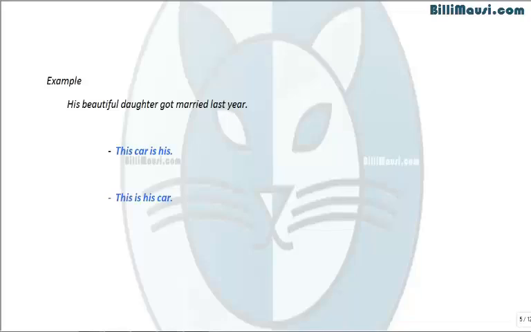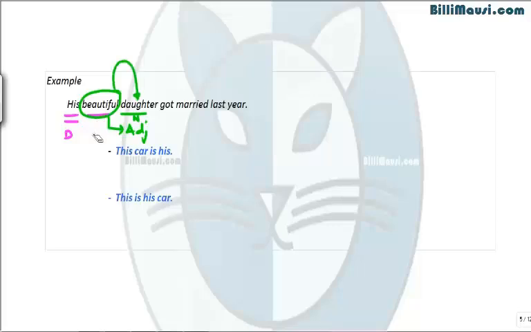His beautiful daughter got married last year. In this case, you can see "his" is the determiner of possession, and whatever follows the determiner should be a noun. So "beautiful" should be a noun, but this is wrong because beautiful is not a noun here. It is an adjective which is modifying the noun daughter. So how can we justify this? How can we justify rule number 2?